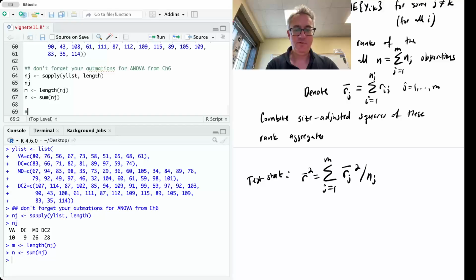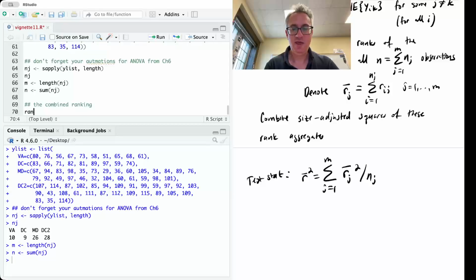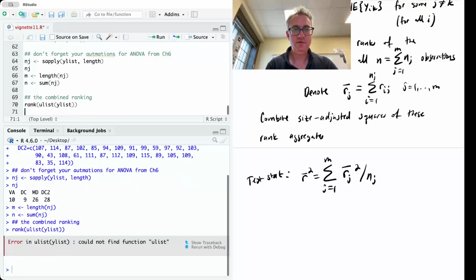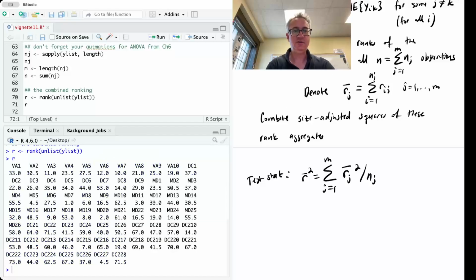Now the combined ranking is easy because we can just rank the unlist of the y list. Okay, so I didn't spell unlist correctly, and I didn't assign that to anything. So that gives us the ranks of everything.